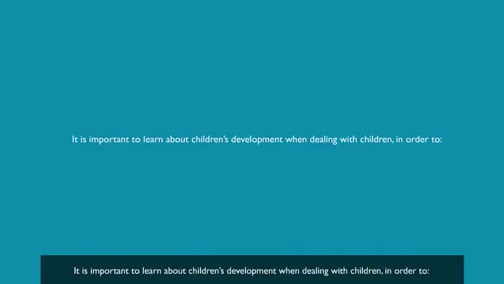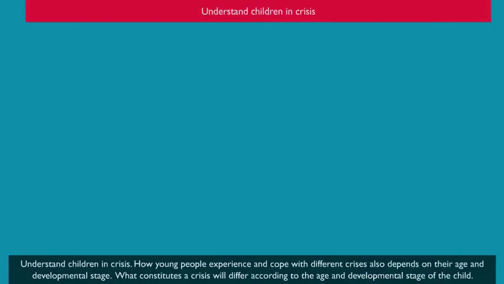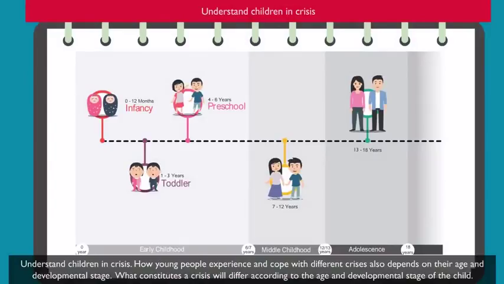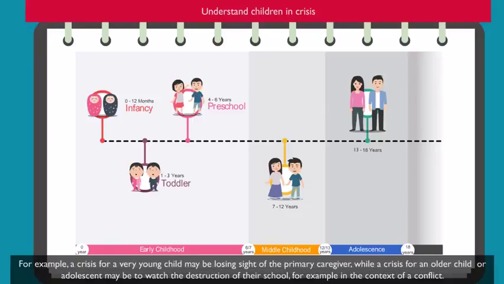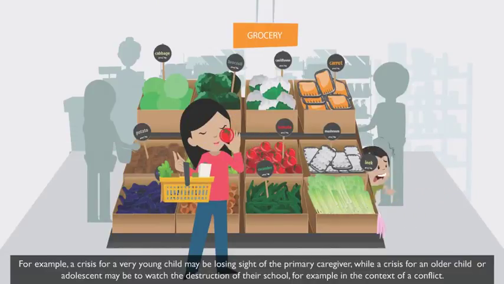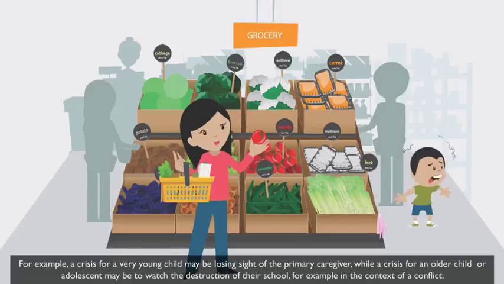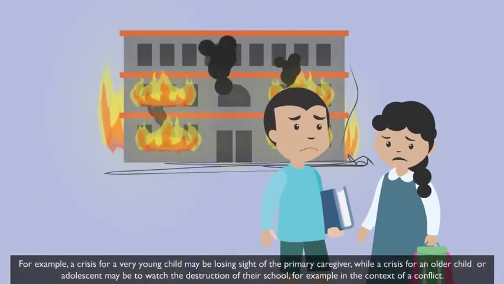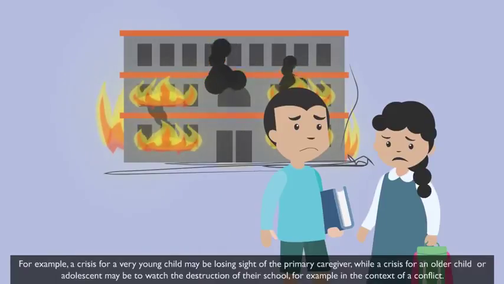It is important to learn about children's development when dealing with children in order to understand children in crisis. How young people experience and cope with different crises also depends on their age and developmental stage. What constitutes a crisis will differ according to the age and developmental stage of the child. For example, a crisis for a very young child may be losing sight of the primary caregiver, while a crisis for an older child or adolescent may be to watch the destruction of their school, for example, in the context of a conflict.